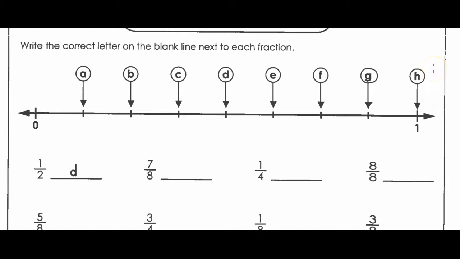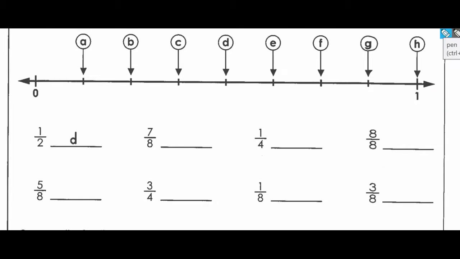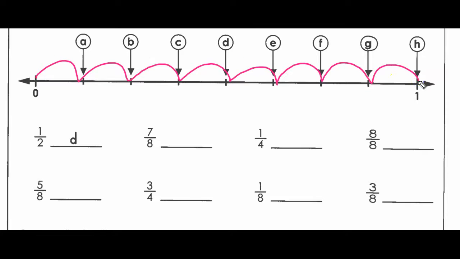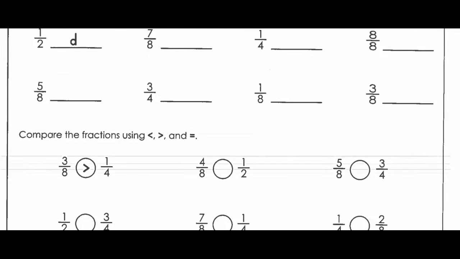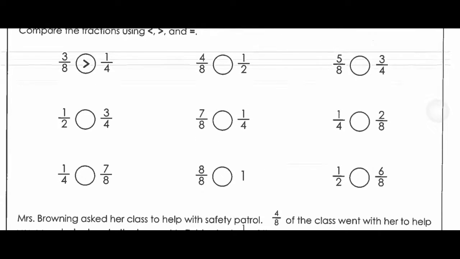Here it says write the correct letter on the blank next to each fraction. First of all, you want to know your denominator. 1, 2, 3, 4, 5, 6, 7, 8. So my denominators are 8s. So forth and so on, and then which letter goes with what? Okay. This is 4/8 right here, which also equals a half. So that's why you have the letter D. Okay. 3/4, just double 3, which is 6, double 4, which is 8, 6/8, which is F. Okay, and then you can do the rest. Compare fractions with less than, greater than, or equal to.